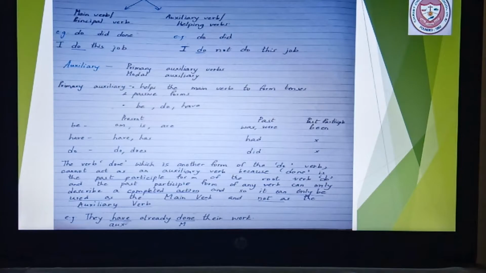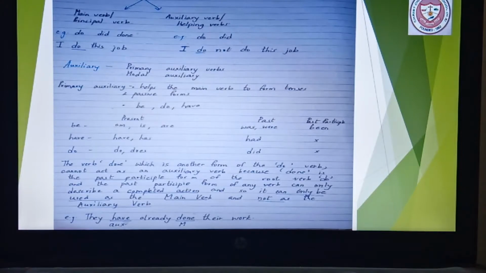Okay? According to the use of those particular words in the sentences, we understand what function they are playing, and according to that, we mark them, we identify them. So, in the first case, I do this job, do is used as the main verb. Here, in I do not do this job, the first do, which has been marked, is used as an auxiliary. One more thing you have noticed: the main verb has three forms, do, did, done, and the auxiliary has only two forms.